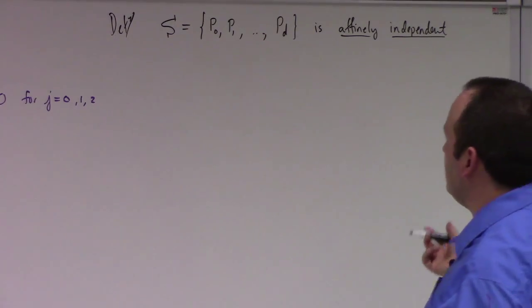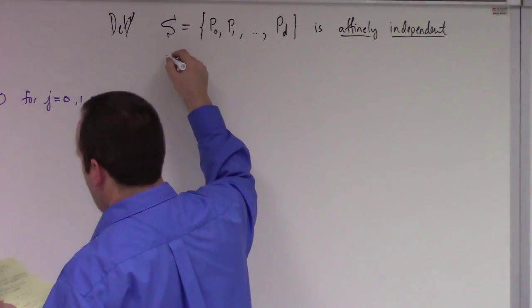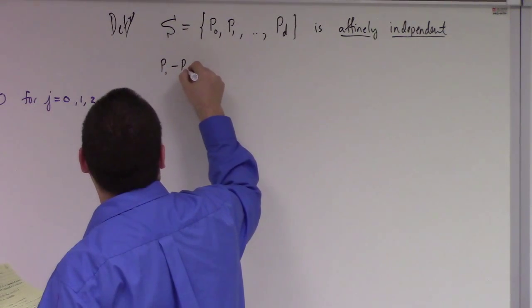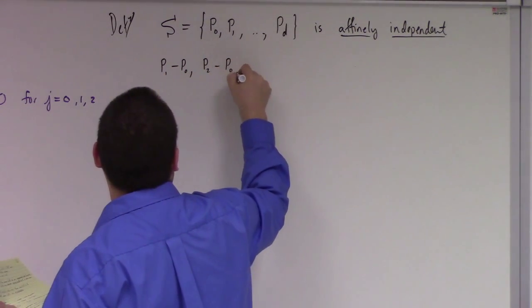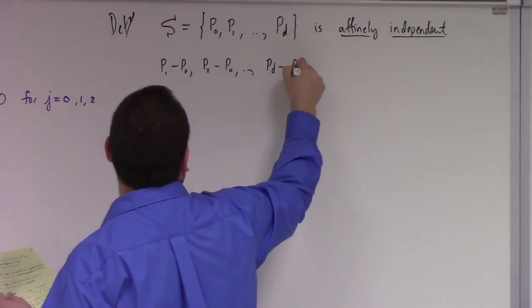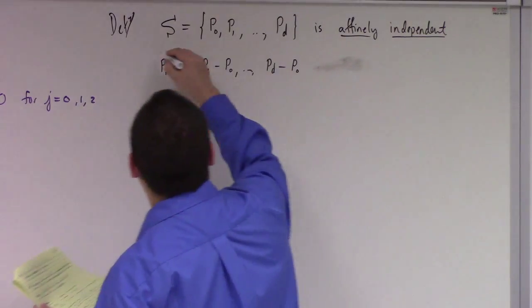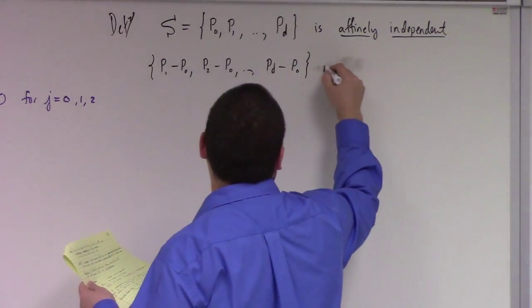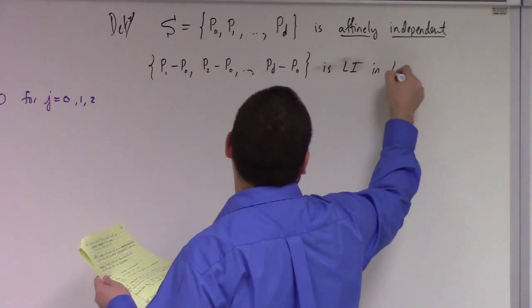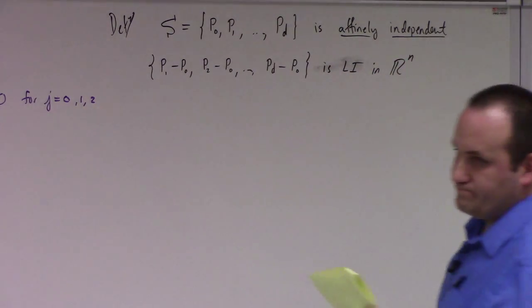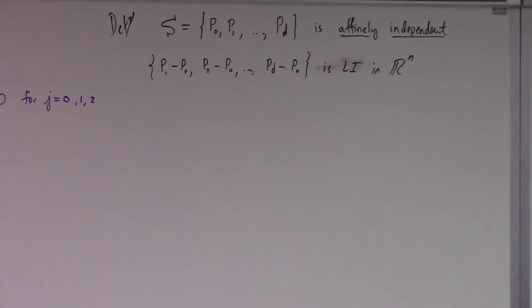S is affinely independent if the differences, let's say P1 minus P naught, P2 minus P naught, PD minus P naught are linearly independent. To be careful, this is a set thing, right? A set is linearly independent in Rn. So if you look at the displacement vectors that are just formed from connecting the dots, none of them are linearly dependent. And it suffices to just look at the difference relative to one base point P naught.